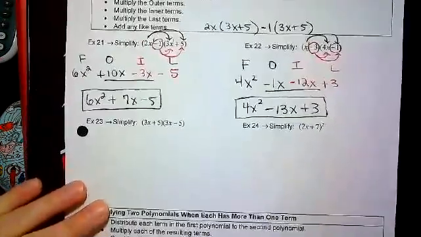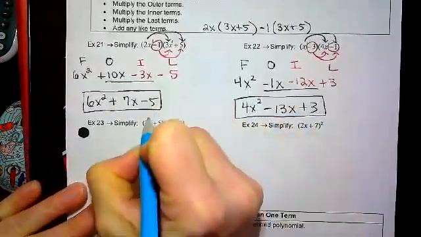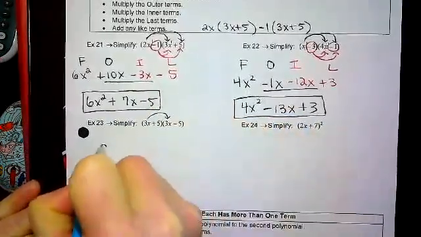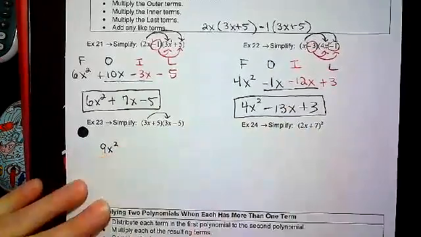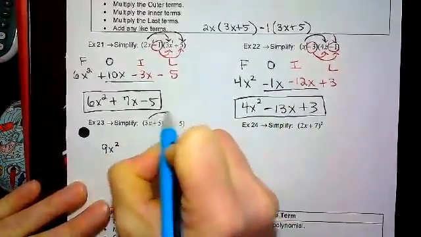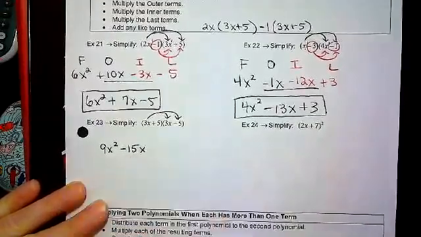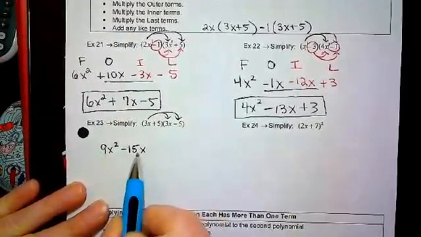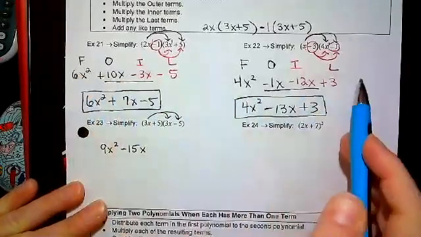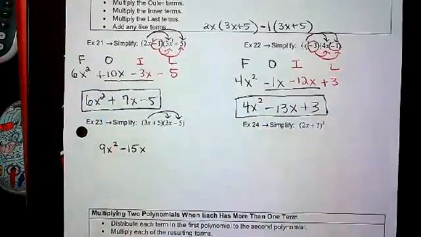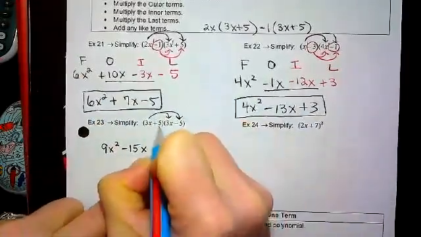Let's look here at 23. So 3x times 3x is a 9x squared. 3x times a -5 is a -15x. So that was our first and our outer. I won't write it anymore, okay? Hopefully by now you're picking up on that.